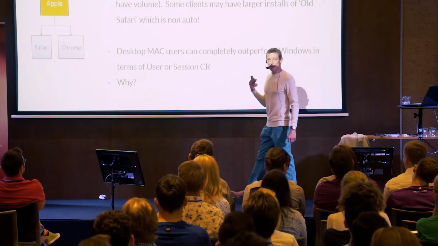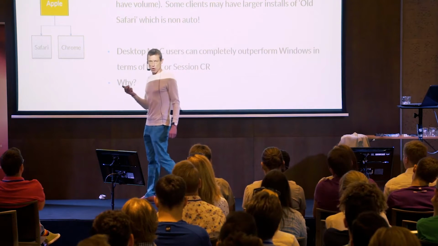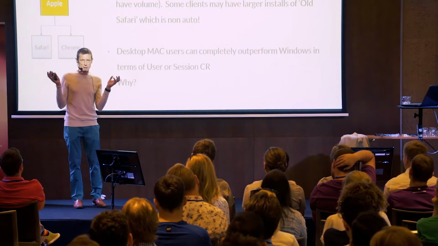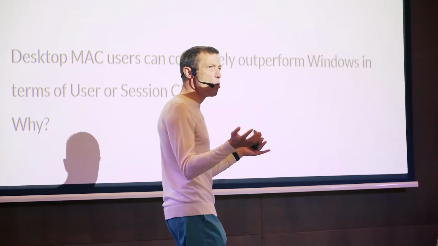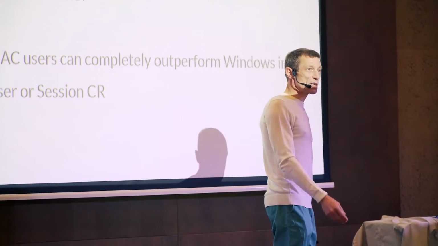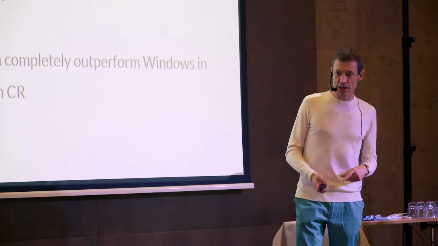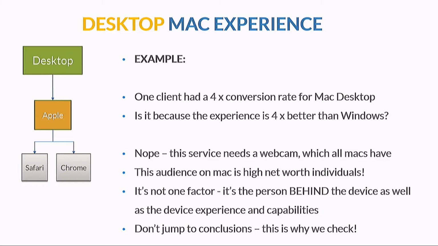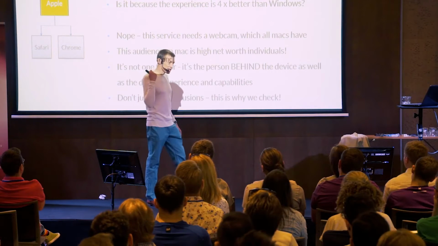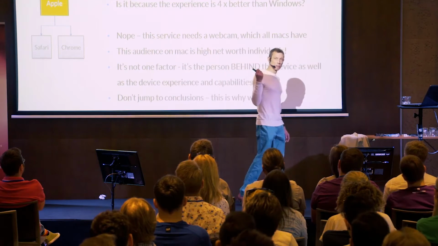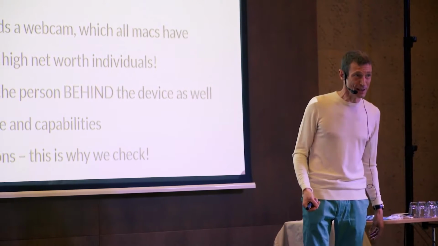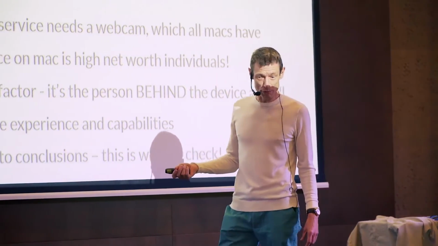But one interesting thing you'll always find when you look in Google Analytics is odd stuff like, hey, why do Mac people convert twice as well as Windows people? Ooh, what's that about? Is our Mac experience way better? And the situation here was the client had 4 times the conversion rate for Mac desktop. They said, we need to get our Windows to convert like Macs. But the problem is that this service needs a webcam, right? So why did these laptops convert really well? Because all the Mac laptops have a webcam, and the Windows ones don't, right?